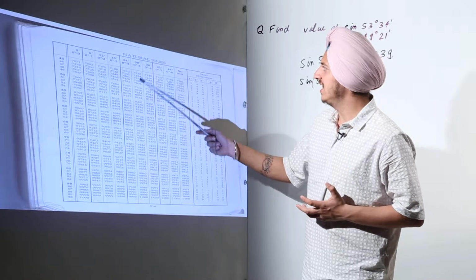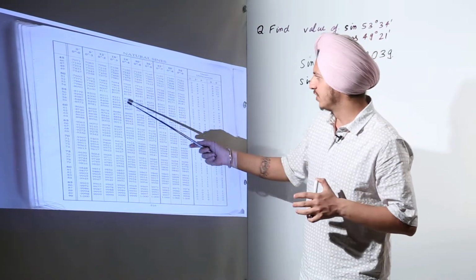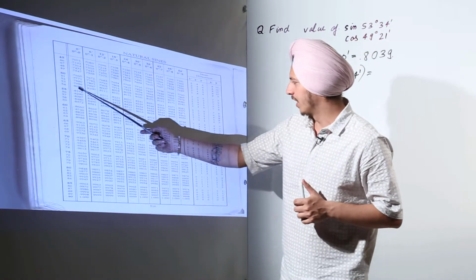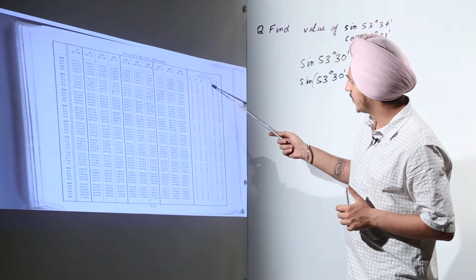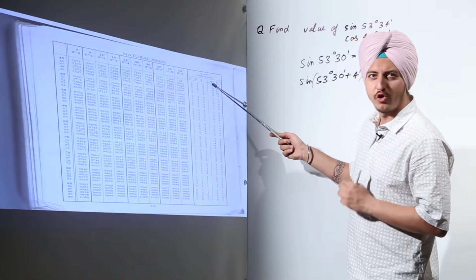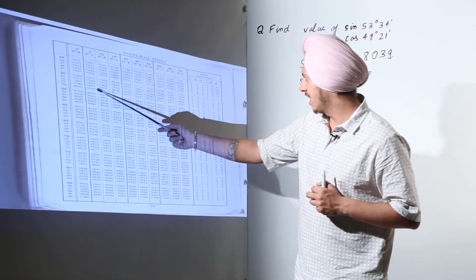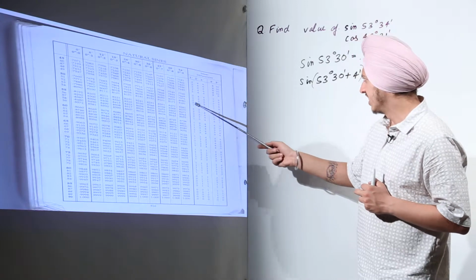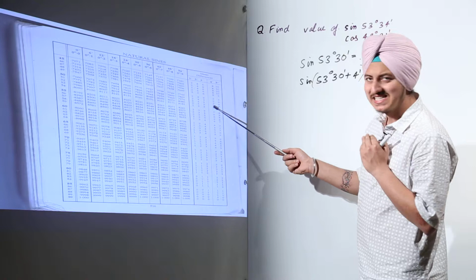We need 30 degrees and we need 34, right? So what we do is move in the same column towards this side and see what the value is below 4 minutes over here. We move from here and move straight to this. The value beneath 4 minutes is 7.